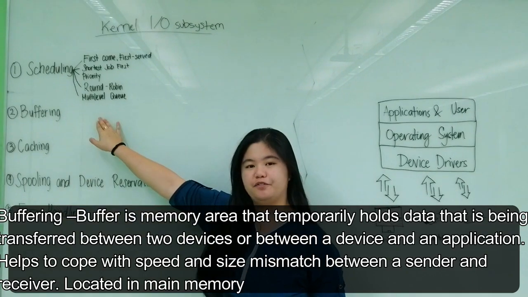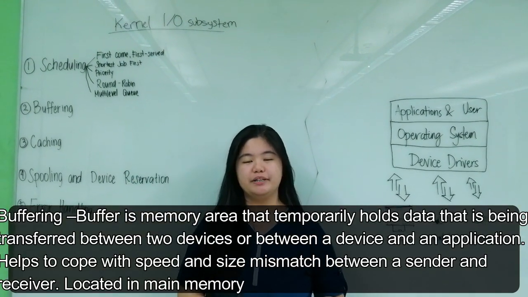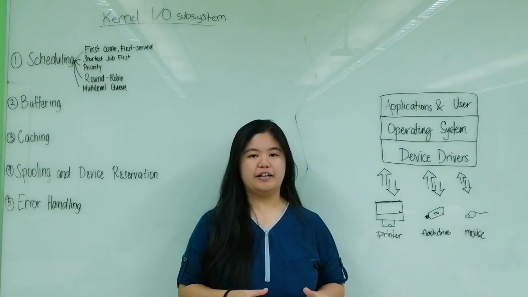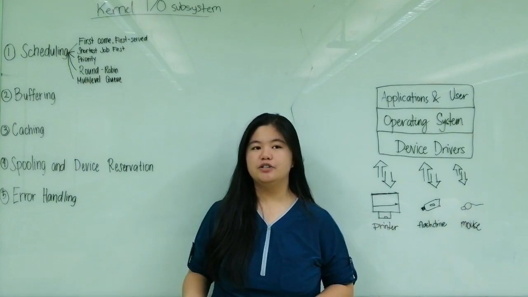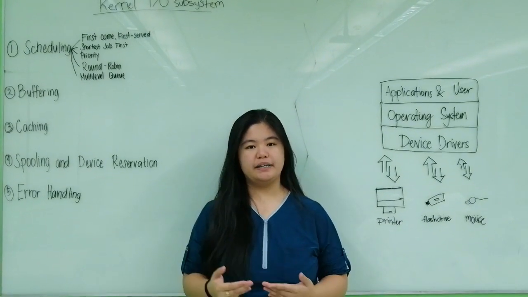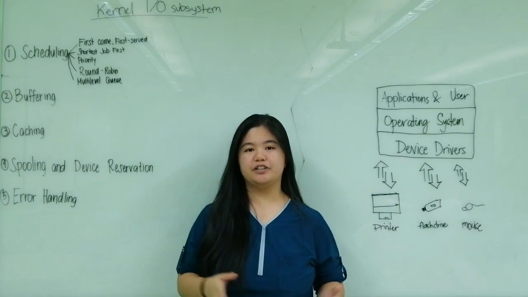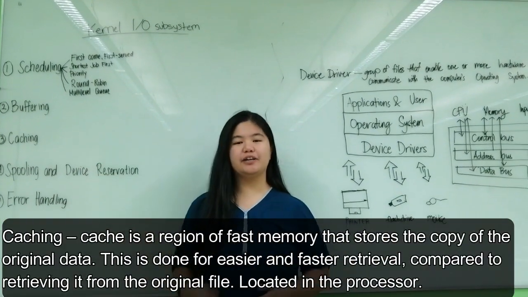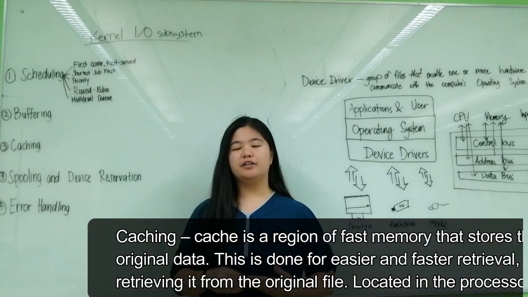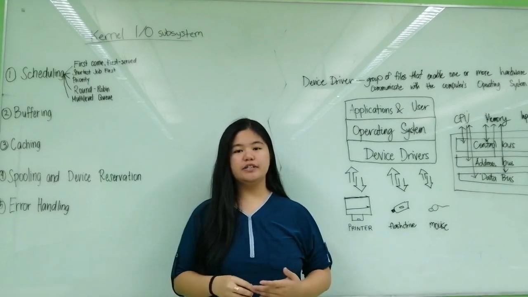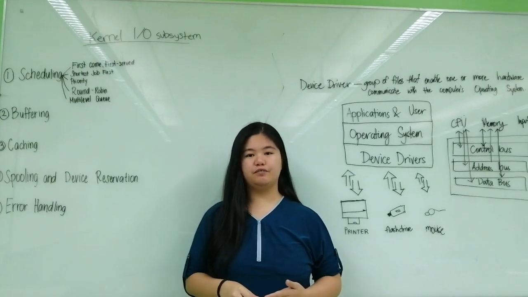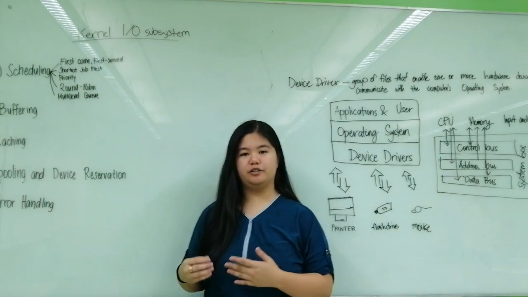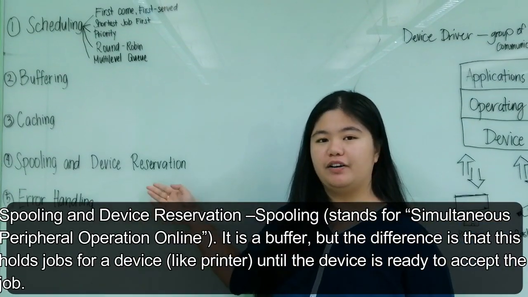The second one is buffering. A buffer is a memory space that temporarily holds data that is being transferred between two devices or between a device and an application. This is done to cope with speed and size mismatch between the sender and the receiver. The third one is caching. A cache is a region in fast memory that holds a copy of original data. This is done for easier and faster retrieval of data compared to when it is retrieved from the original file.